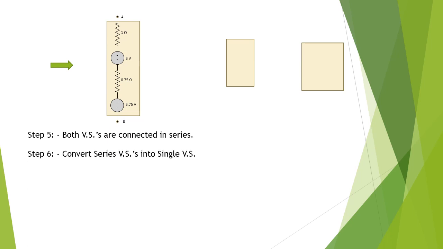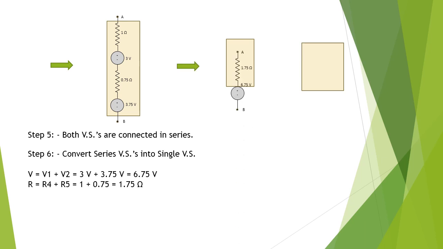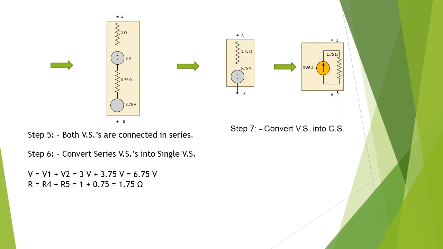Step number 6: convert the series voltage sources into a single voltage source. Formula: V equals V1 plus V2. It means 3 volt plus 3.75 gives you 6.75 volt, and the internal resistance is again calculated by referring to 1 ohm and 0.75 ohm connected in series, so it gives you 1.75 ohms. So you get a single voltage source. Now convert this voltage source into a current source, which is asked in the numerical. So this is the conversion into a current source.